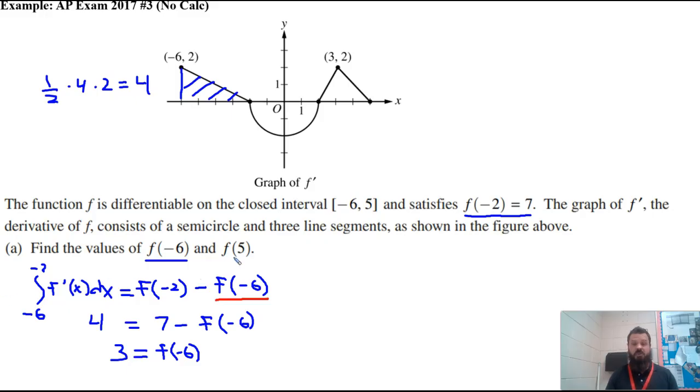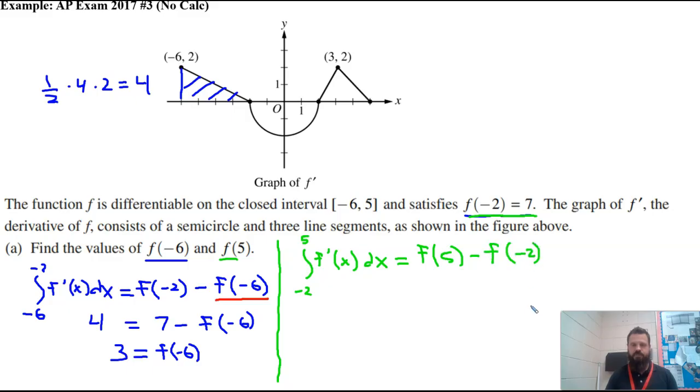All right, the other part, and I suppose don't forget the other part, kind of part A, 2 questions in it, is going to be to find f of 5. We can do that the same way. We'll integrate between 5 and the -2 once again. Suppose we could go all the way to -6, but let's use as little as possible. Okay, so the integral from -2 to 5 of f prime of x dx, okay, will be equal to f of 5 minus f of -2.